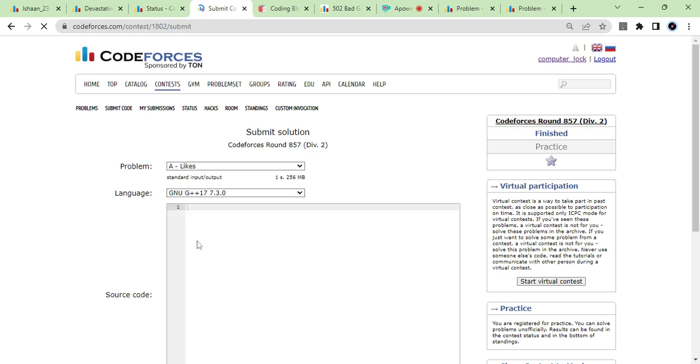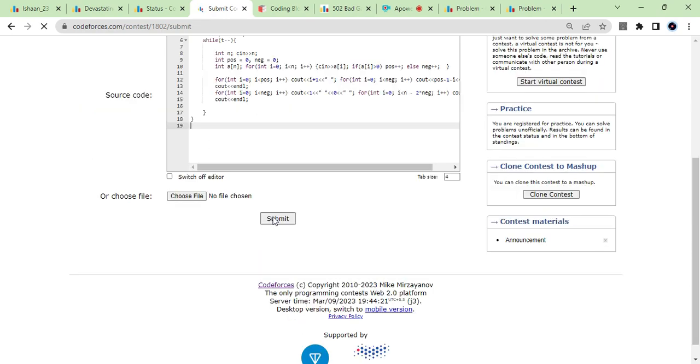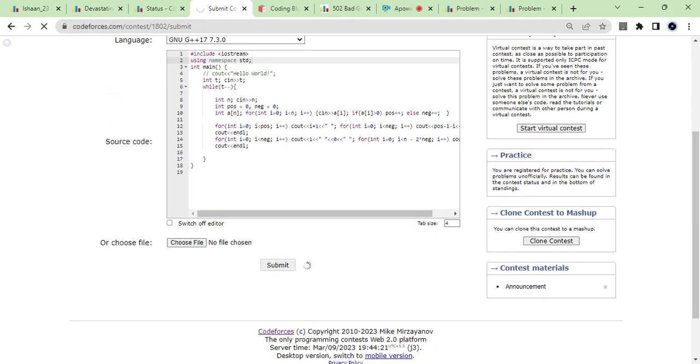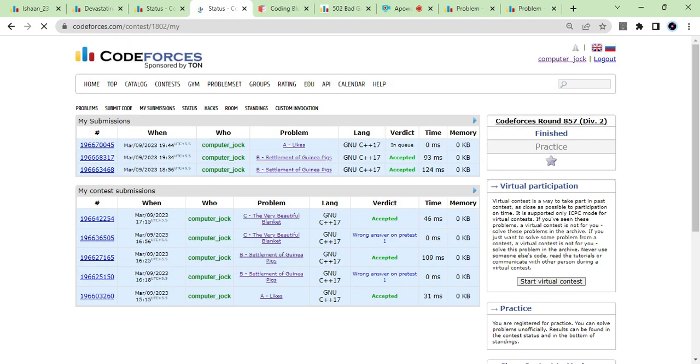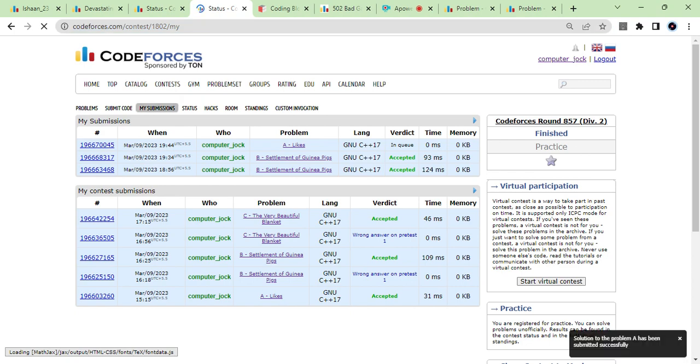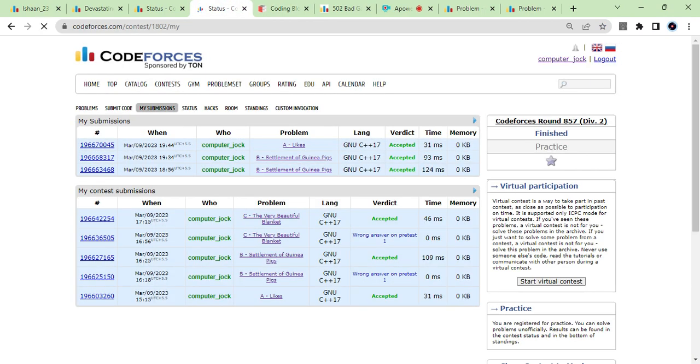We'll do C and D in the next one. Actually, I would say C and D problems collectively have the difficulty level of A and B collectively, because C was very easy compared to B and A also. But yeah, again, A is accepted. That's about it.